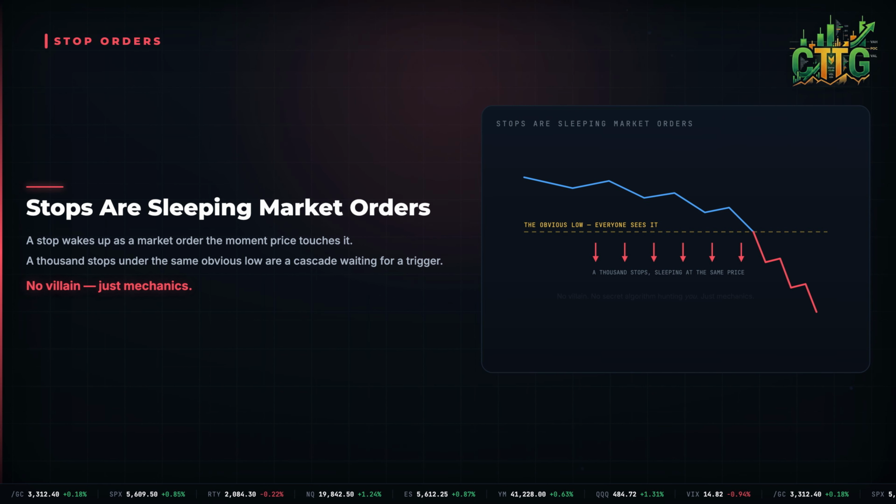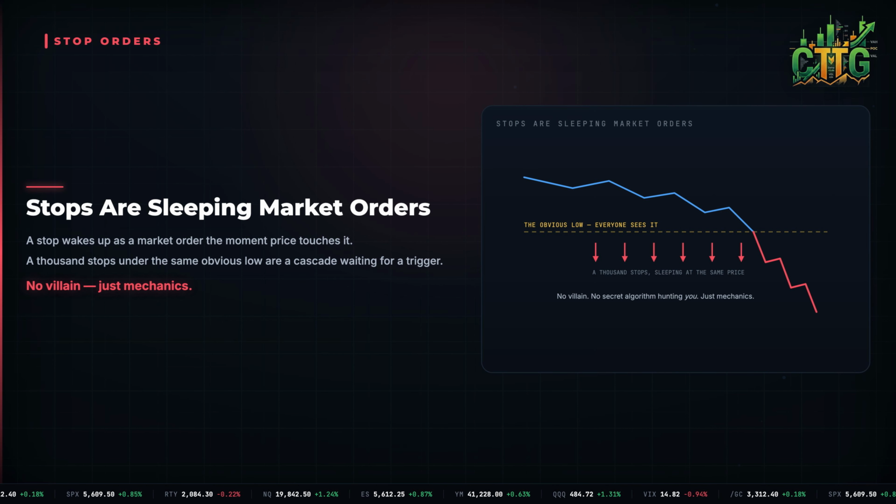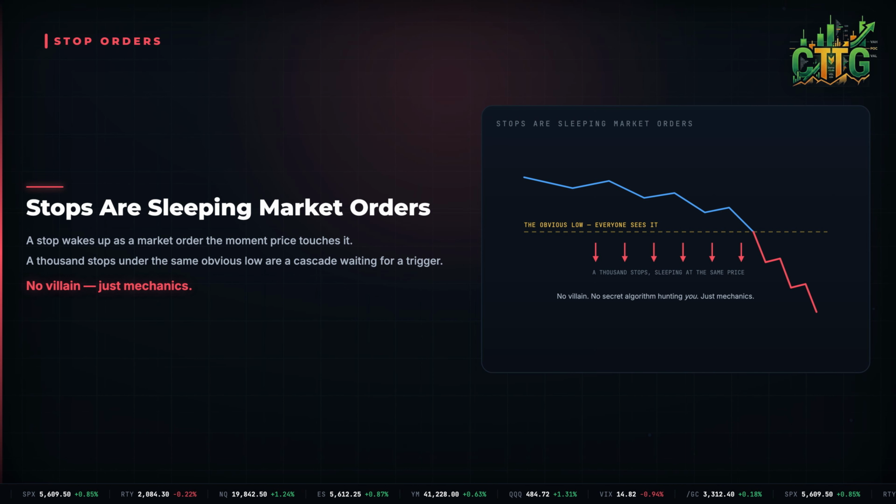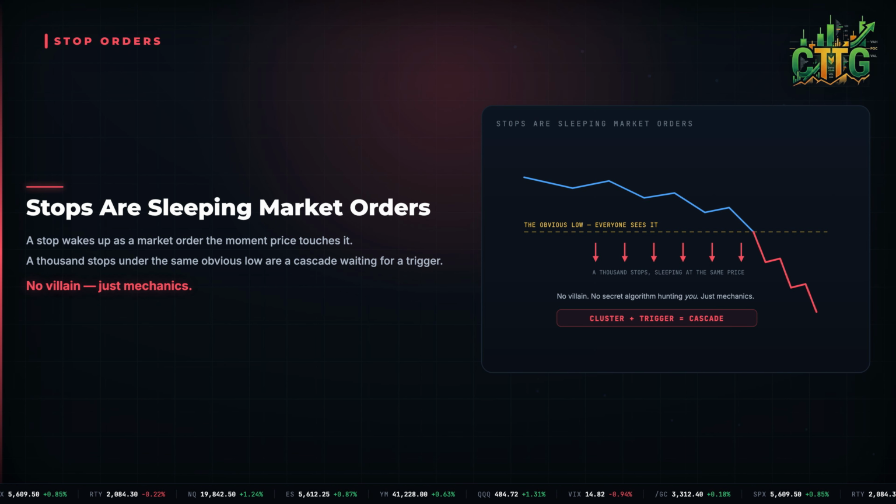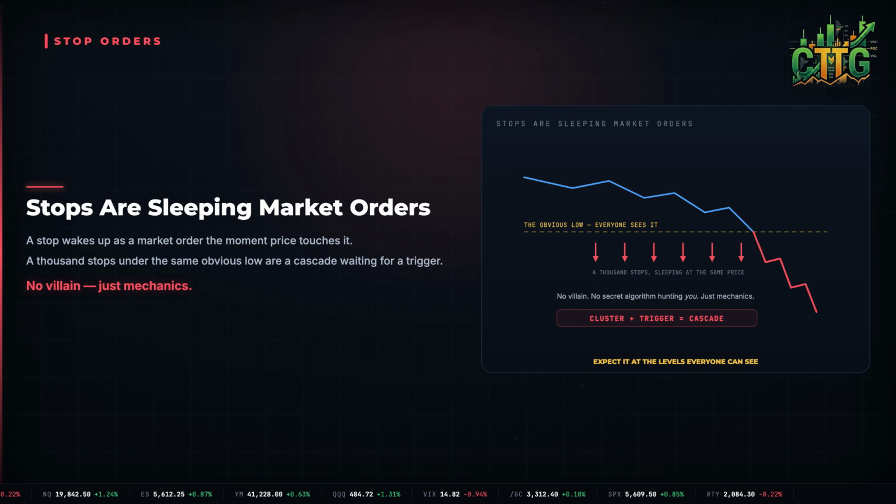A wave of market sells hits thin bids and price cascades. That's a stop run, no villain, no secret algorithm hunting you personally, just mechanics. Cluster plus trigger equals cascade. Once you understand it, you stop taking it personally and you start expecting it at the levels everyone can see.